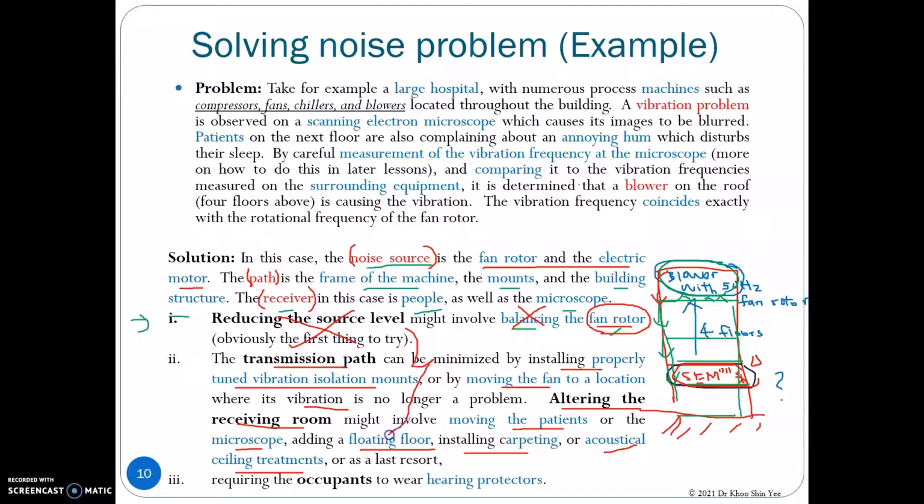If these two options are not applicable, then we need to look at the receiver, which is the occupants. In this case, we might ask them to wear hearing protectors. But you know this is not possible because it's not logical to do this. So you can see that common sense of human nature is also important when we choose the possible option to control the noise.